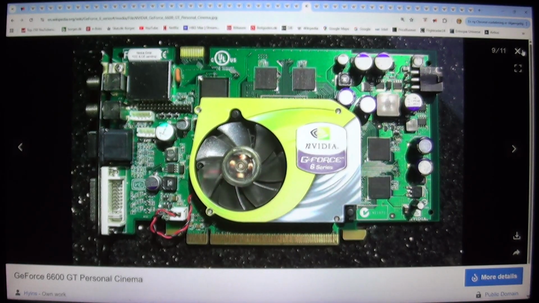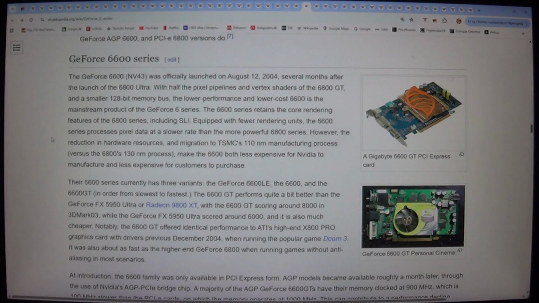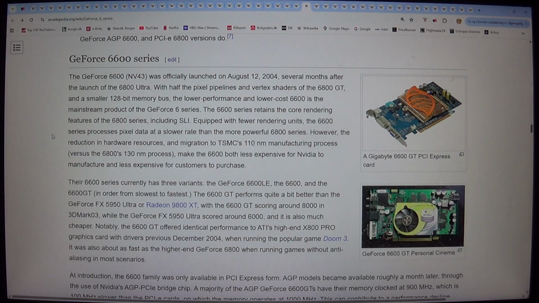GeForce 6600 series. The GeForce 6600, NV43, was officially launched on the 12th of August, 2004, several months after the launch of the 6800 Ultra. With half the pixel pipelines and vertex shaders of the 6800 GT, and a smaller 128-bit memory bus, the lower performance and lower cost 6600 is the mainstream product of the GeForce 6 series.